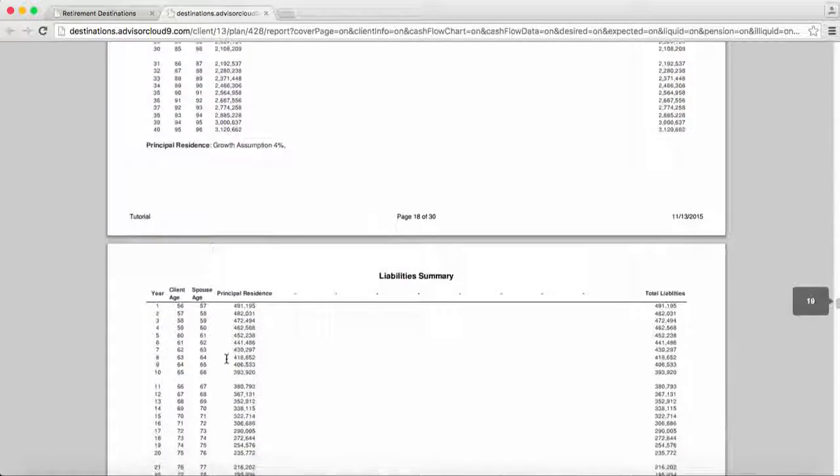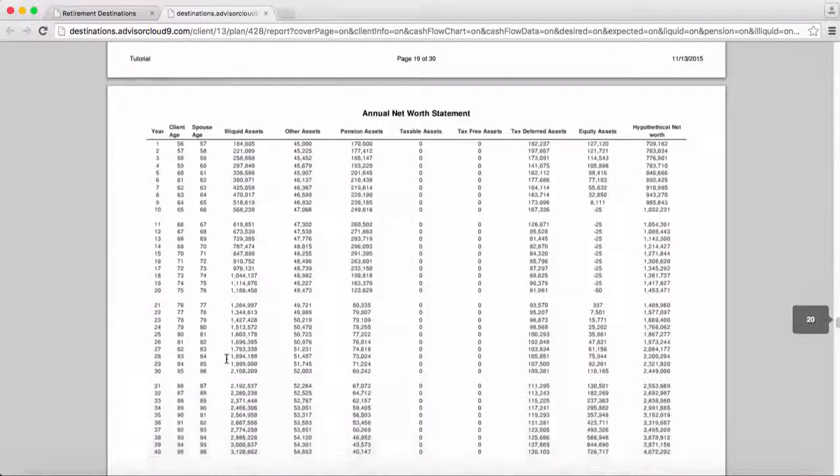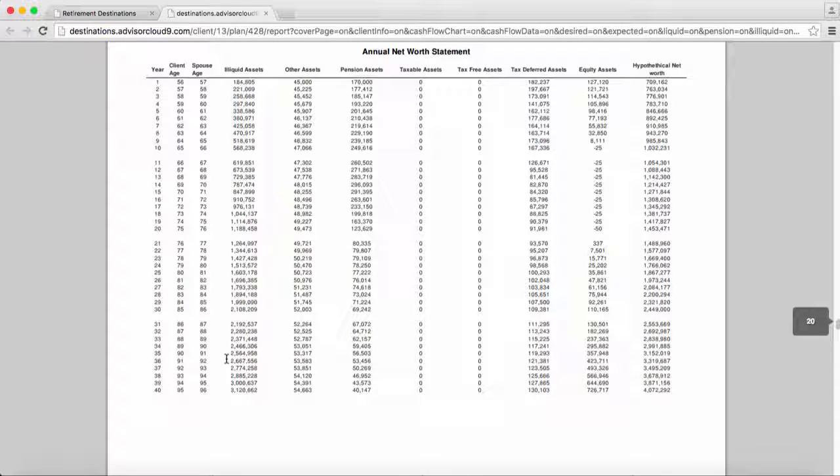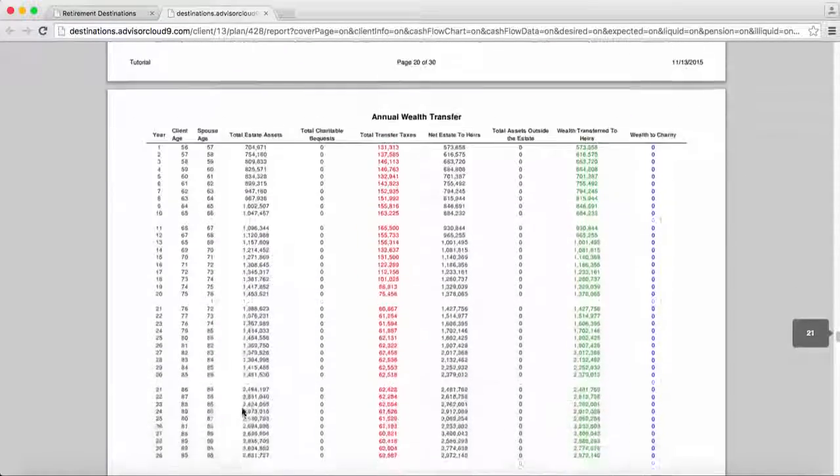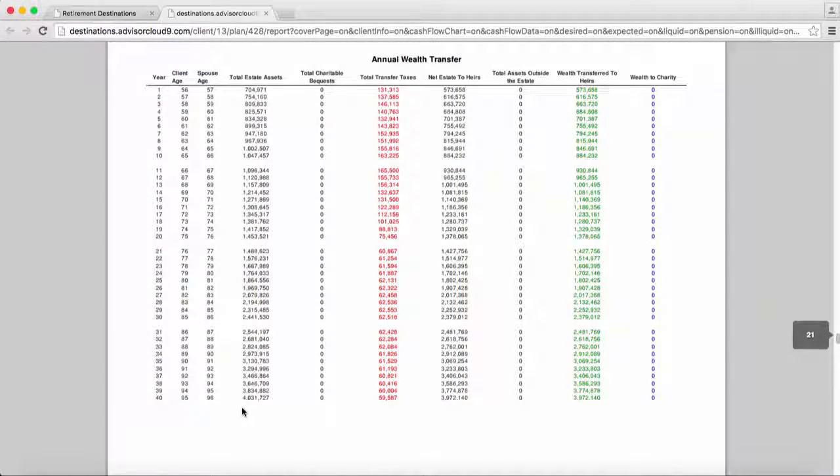Following that is the net worth statement that itemizes the value of each type of asset. If you look at illiquid assets, the value of it on this page will be the sum of the asset value minus the liabilities attached to it. Following that is the annual wealth transfer, which displays net wealth that would be transferred to heirs from years 1 to 40 if the client were to pass away at any time.